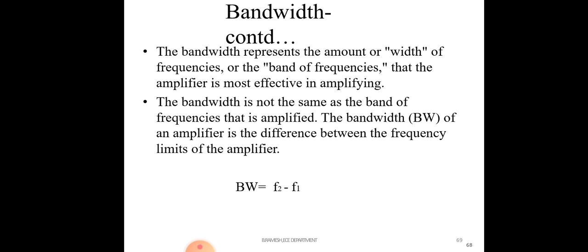Bandwidth represents the amount or width of frequencies, the band of frequencies that the amplifier is most effective in amplifying. The bandwidth is not the same as the band of frequencies that is amplified. The bandwidth of an amplifier is the difference between the frequency limits of the amplifier. So we can write bandwidth BW = F2 minus F1.